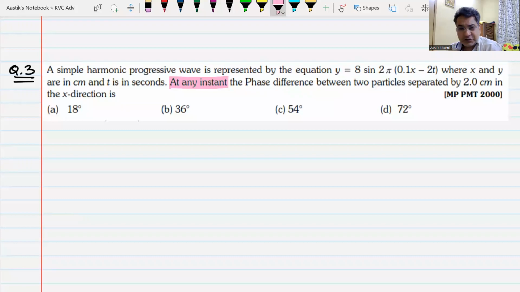There are two ways of doing it. I'll use the simplest one first. Sir, it is y equals a sine omega t plus phi. That's it.